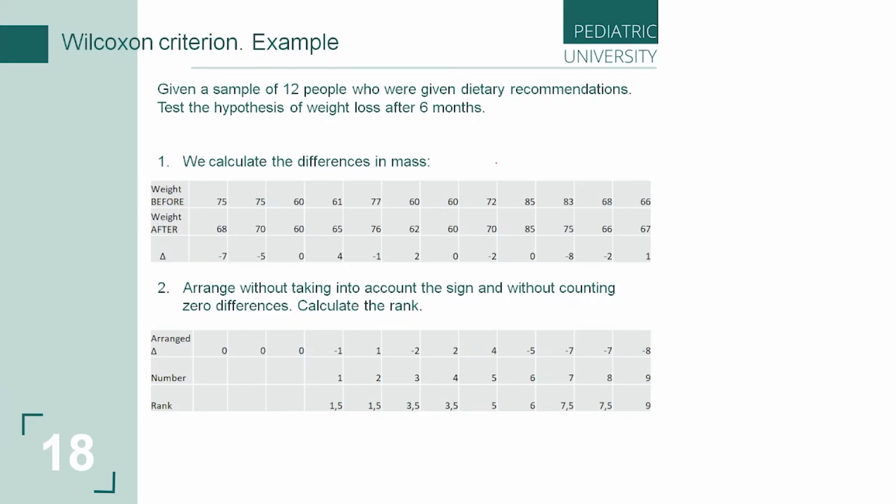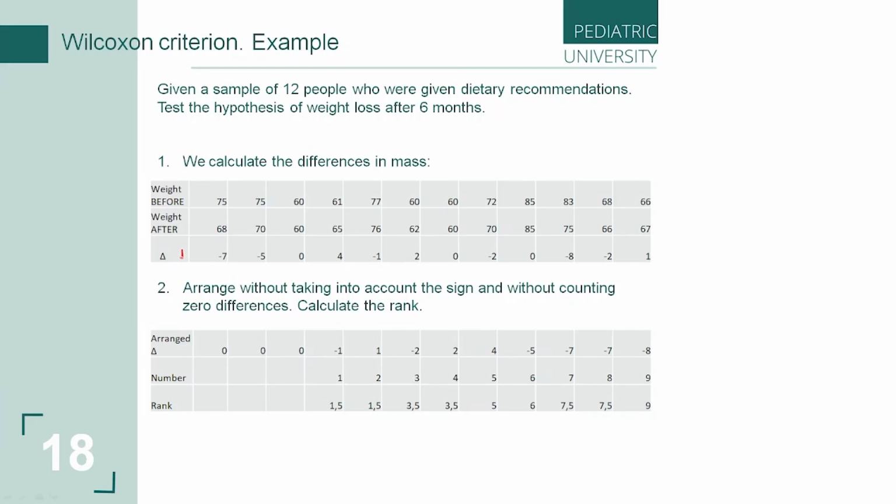Let's start from the first table and look at it. We have body weight before the dietary recommendations and body weight after 6 months of dietary recommendations. We find the difference by subtracting what was before from what was after. What do we have as a result? That's the third line of table 1.